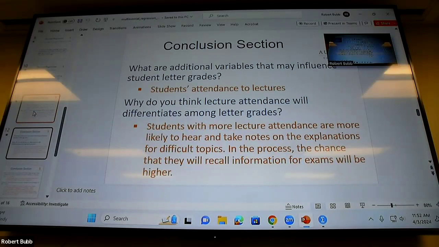Certainly students' attendance at lectures will matter. Oh, I think I added this; this should have been later. I guess I moved this up. So if we were to look at lecture attendance as well, and that was found to be significant, we can give an interpretation for that as well. Students with more lecture attendance are more likely to hear explanations, which is going to help them with difficult topics and on exams, etc. So I guess I gave a second example too. My apologies.